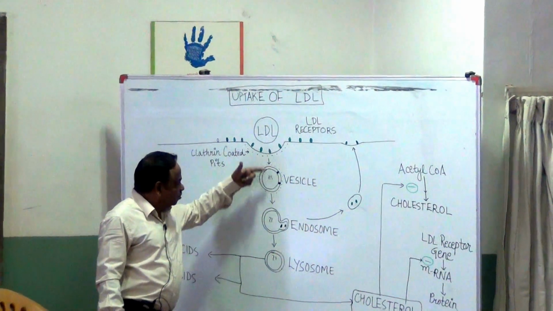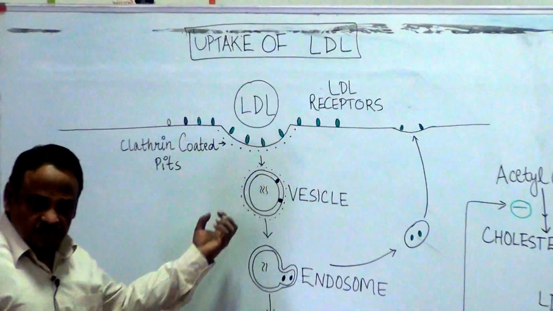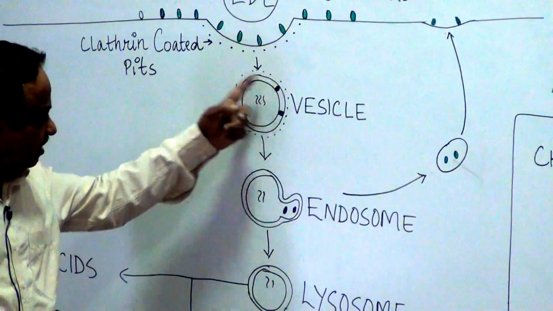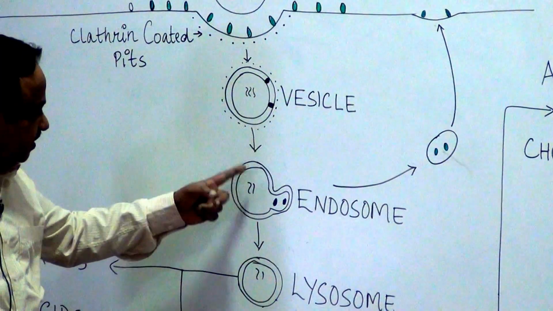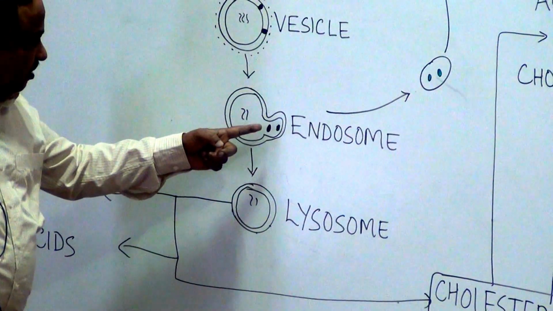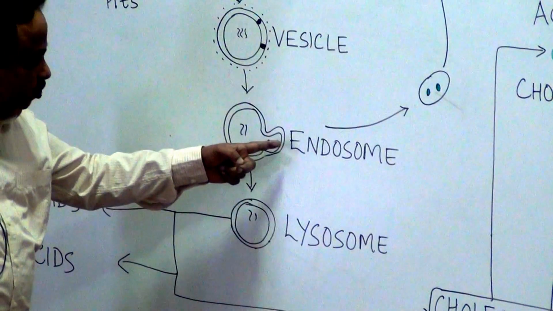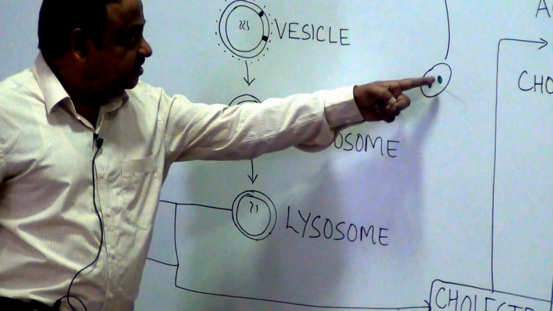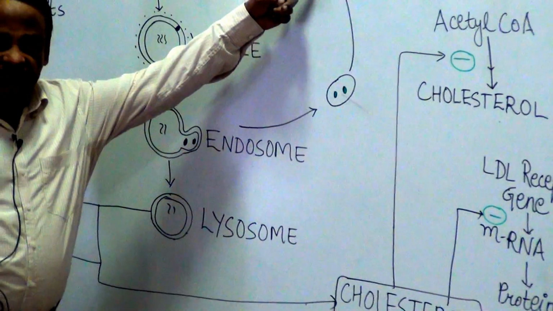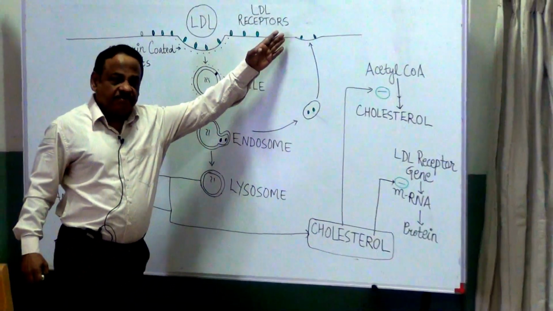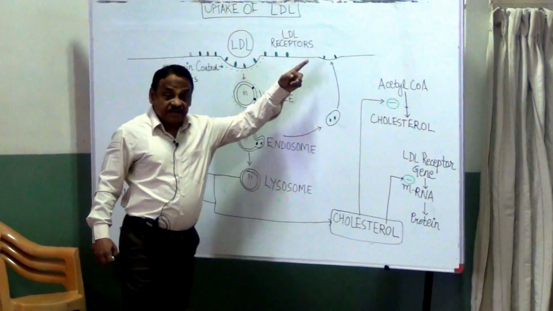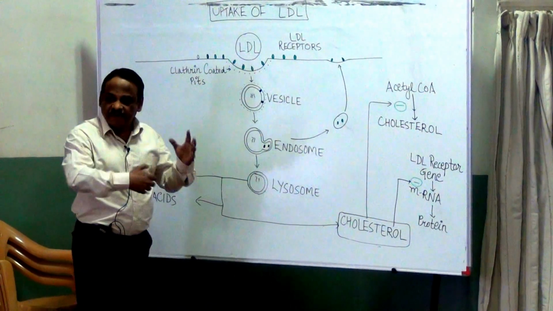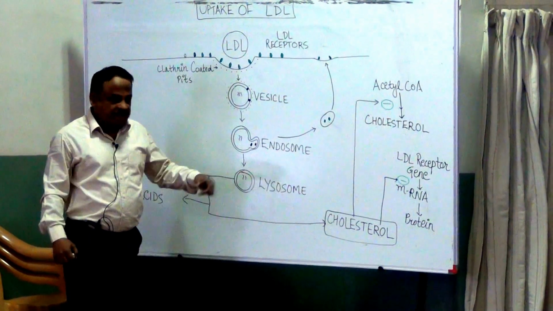It is endocytosed, and it forms a vesicle. Then this vesicle is known as the endosome, and from this the receptors are released and go back to the cell membrane, to be located again in the clathrin coated pits, so that they can bring more LDL inside.